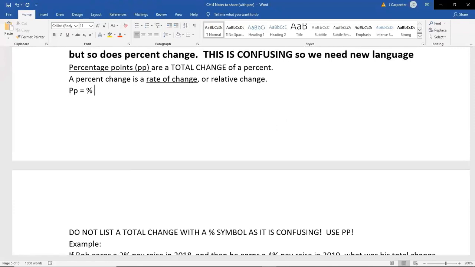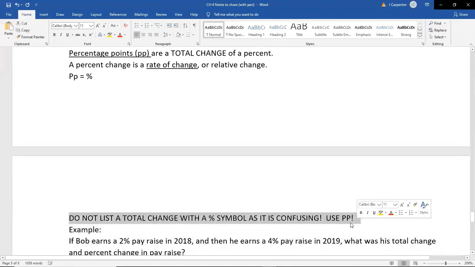In a mathematical sense, those are one and the same. We just use the PP symbol, the abbreviation, instead of a percent to avoid confusion for our readers, for our students, for anyone. Do not ever list a total change with a percent symbol. Use PP. I've said this half a dozen times now.